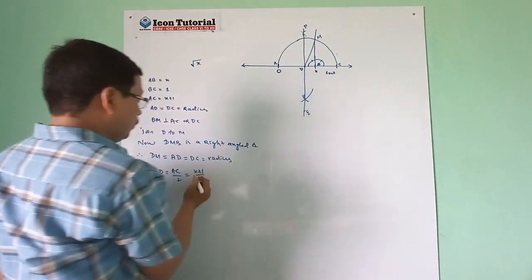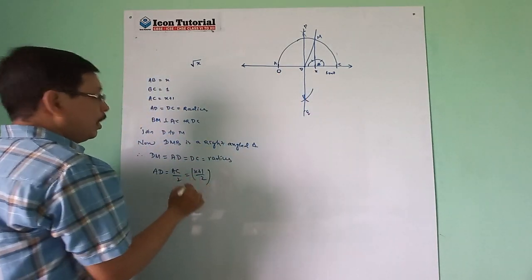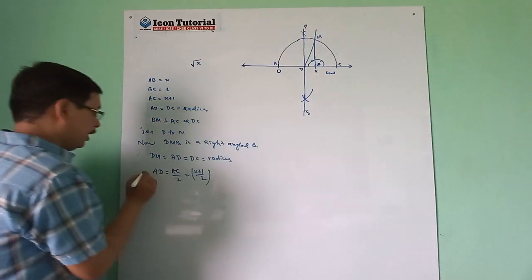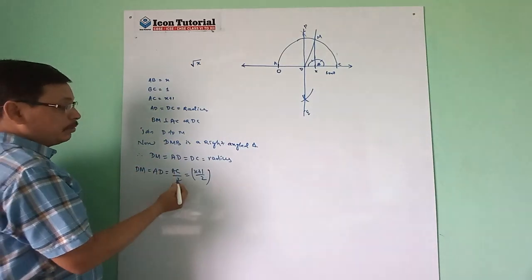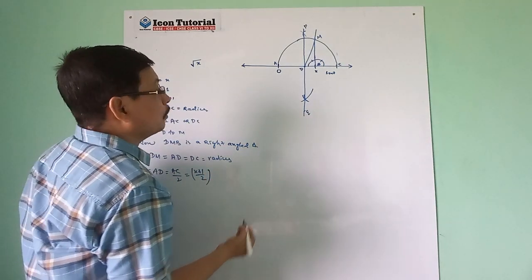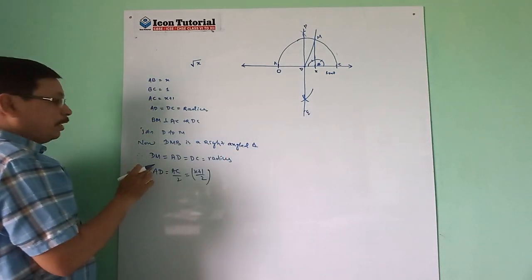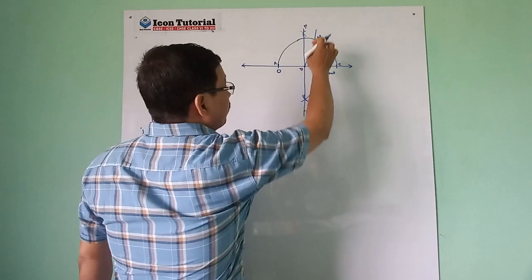AC by 2, that is (x+1)/2, and DM is also AD. So DM equals AD equals AC by 2, which equals (x+1)/2. Now you have to find DM.